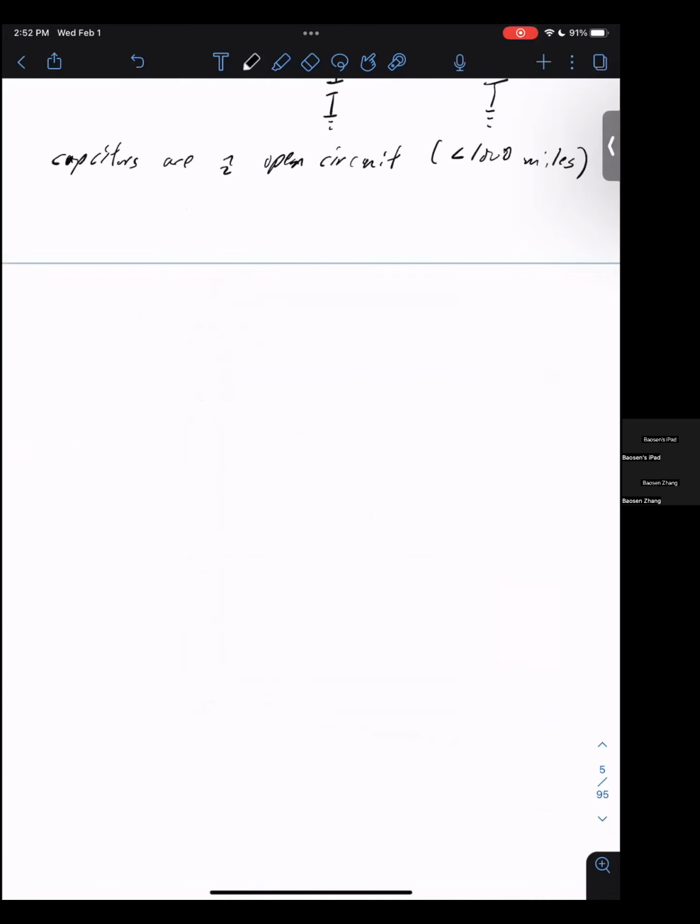So the capacitors are small. So that's capacitors are not there. So you get this line, right? There's still two elements here. You have a resistor and an inductor. So still not very nice to work with. There's still two components to this.